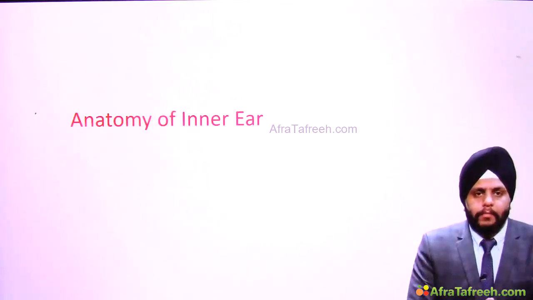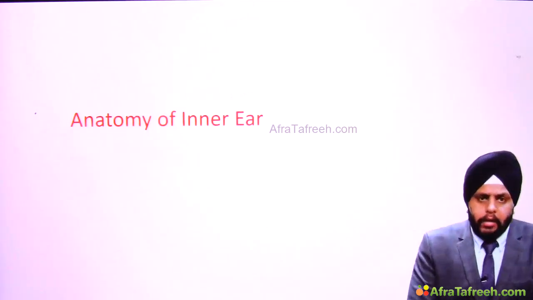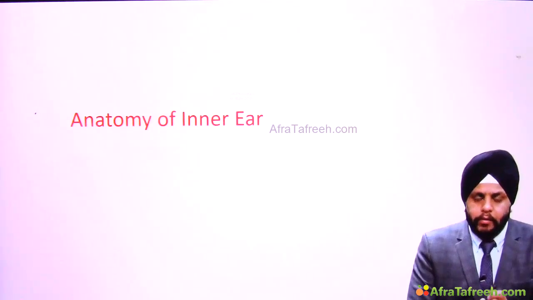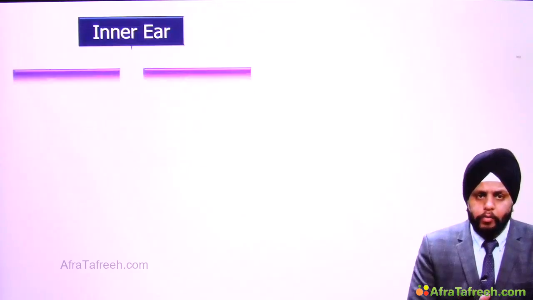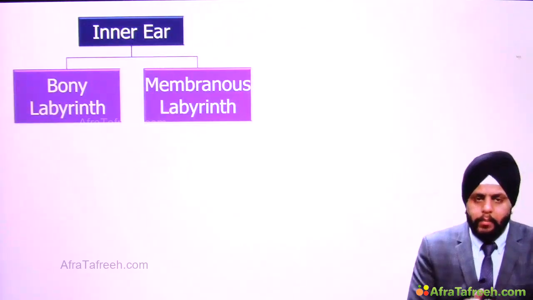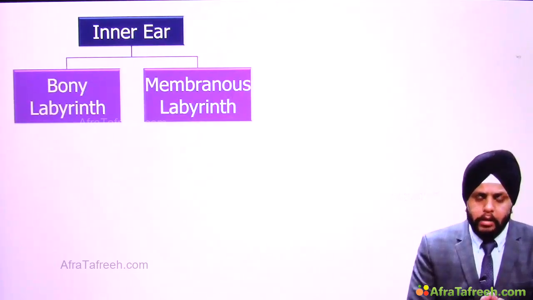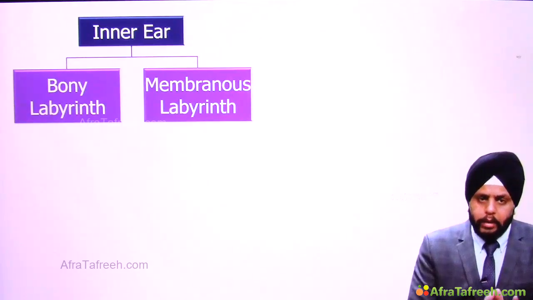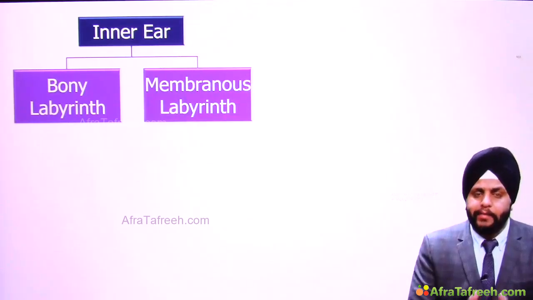Hello students, let us now come to the anatomy of the inner ear. We studied a little bit about the inner ear in the embryology of the ear. There we discussed that the inner ear consists of two parts: the bony labyrinth and the membranous labyrinth. The bony labyrinth is the bony part that forms from the otic capsule. The membranous labyrinth is the sensory part that forms from the otic vesicle.